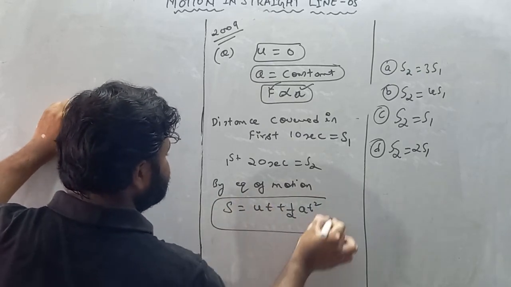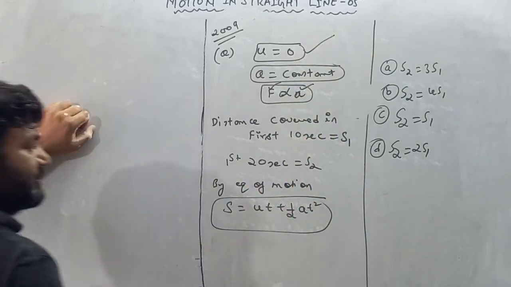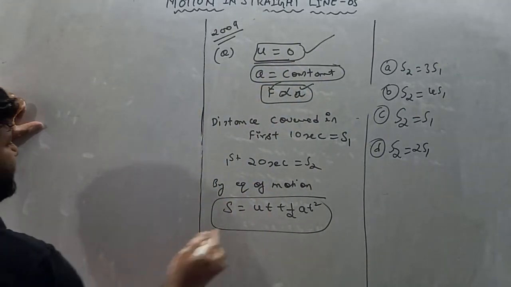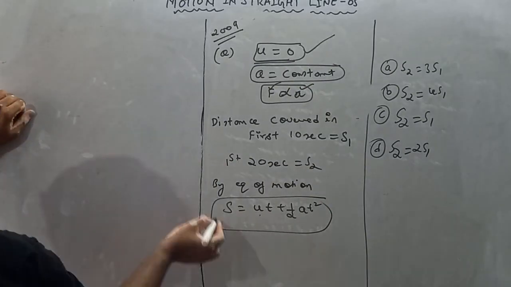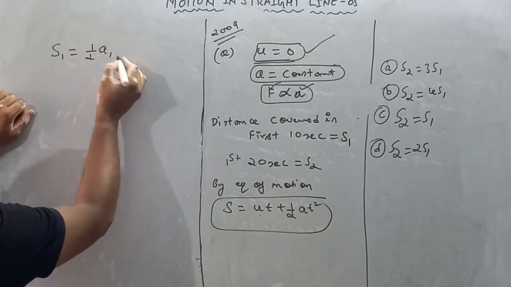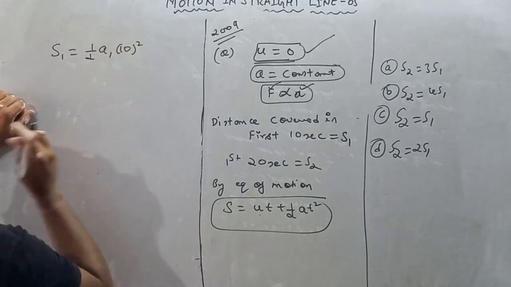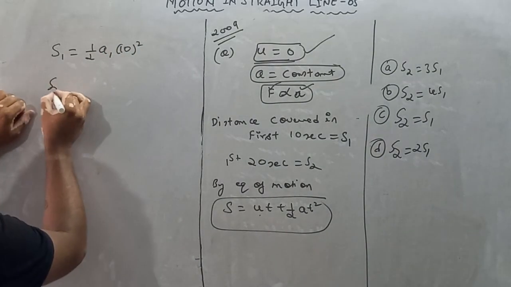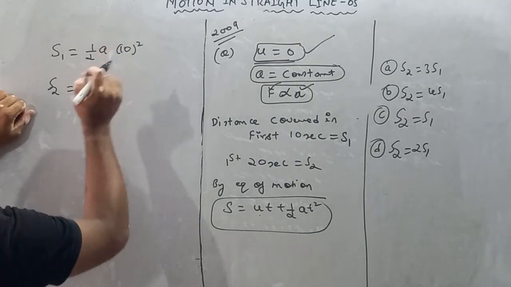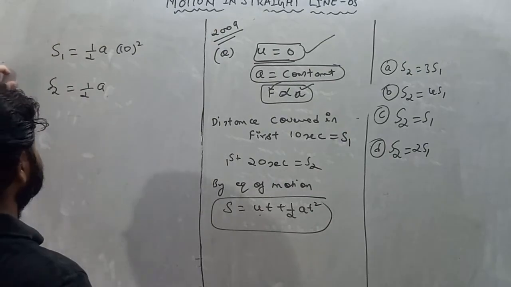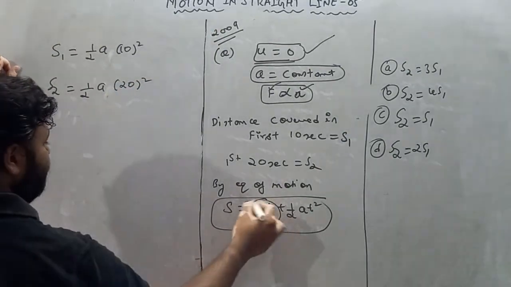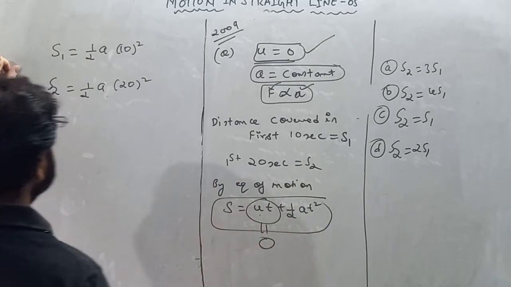See, in both the cases the particle is starting initially from rest, so initial velocity is equal to 0. So I'll write the value of s1, it is half a1 t, for t it is 10 square. For s2 it is half a2, and acceleration is constant my dear student, so in both the cases acceleration remains same, and the time is 20 square, because in both the cases the value of u becomes equal to 0.